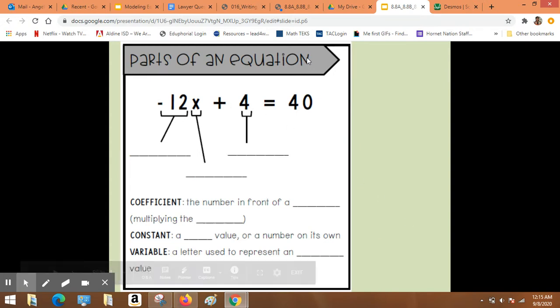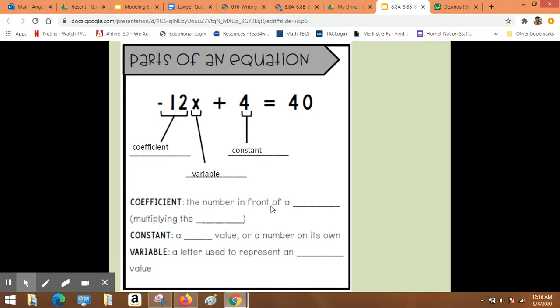Okay, so here's our parts of an equation. We have a negative 12, that's considered my coefficient. My x, that is a variable. So anytime there is a number next to a letter, that will be called my coefficient. The letter is my variable, and my 4 and my 40 are pretty much loners, but they're also called our constants. So my loners are considered constants. I'm constantly lonely. Okay, so not really, but yeah.